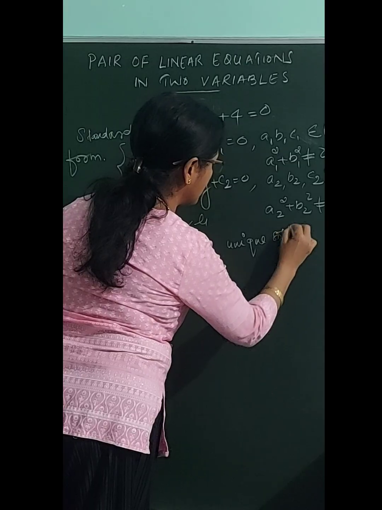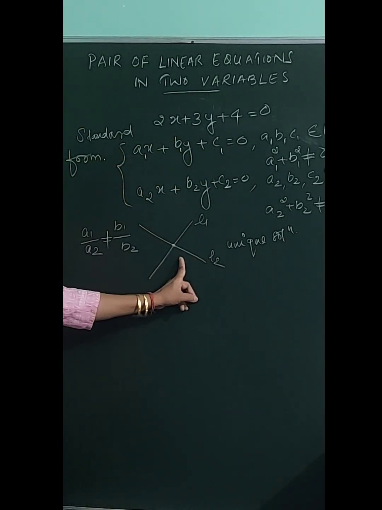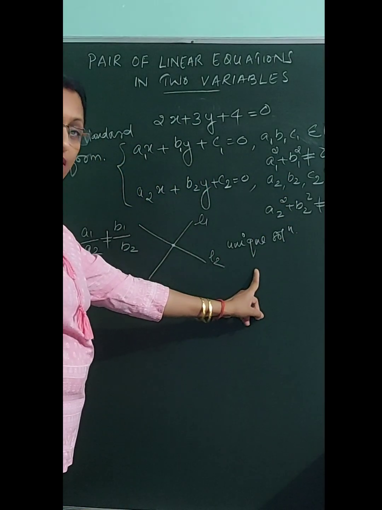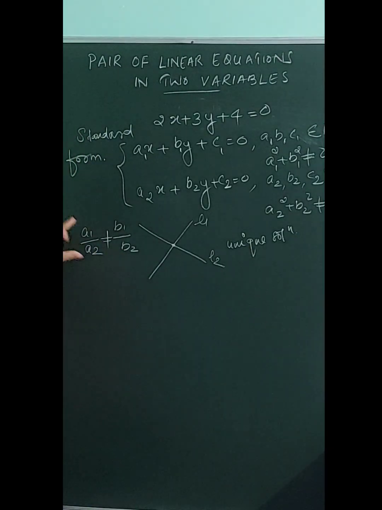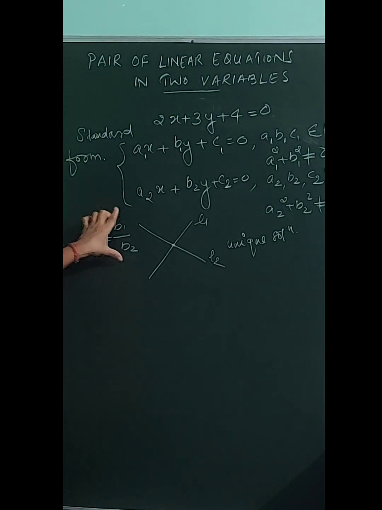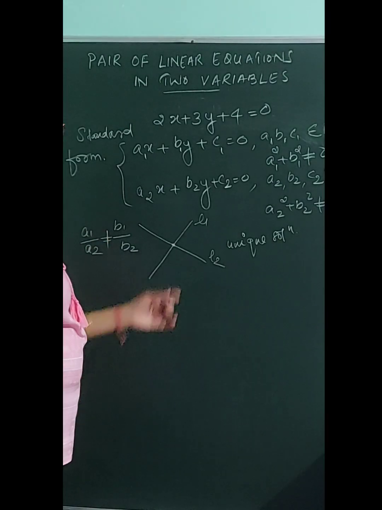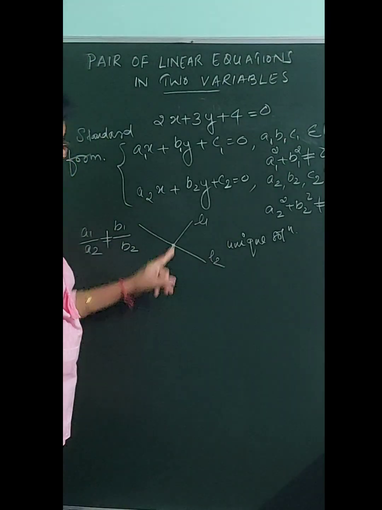Single solution means unique solution. When the lines are intersecting, we will say that the equations have a unique solution. When will this happen? When the ratios of the coefficients of x and y are not equal. What do you mean by solution then?